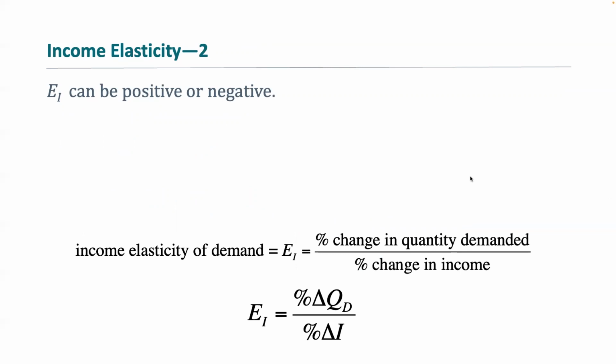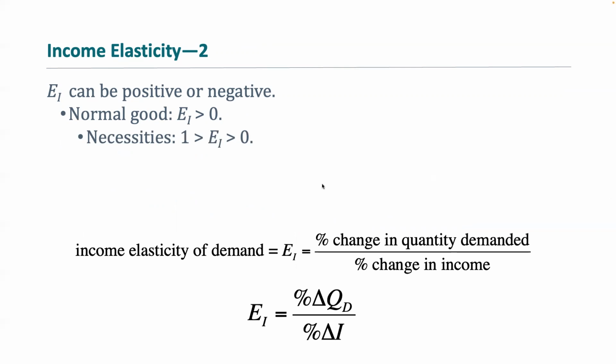So last up, we know that income elasticity can be positive or negative. For a normal good, the elasticity of income will be greater than 0. For necessities, the elasticity of income will be between 1 and 0.